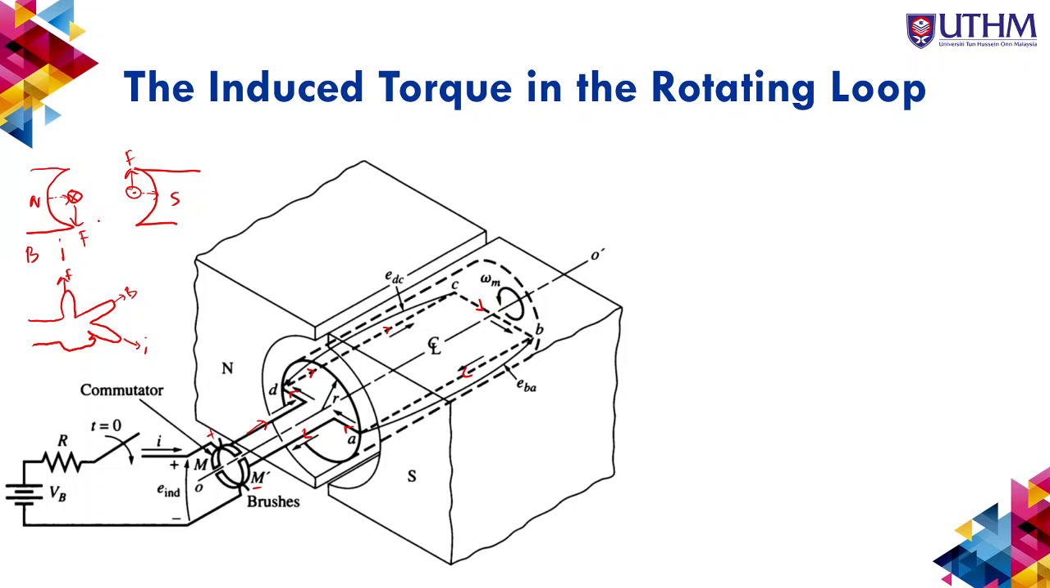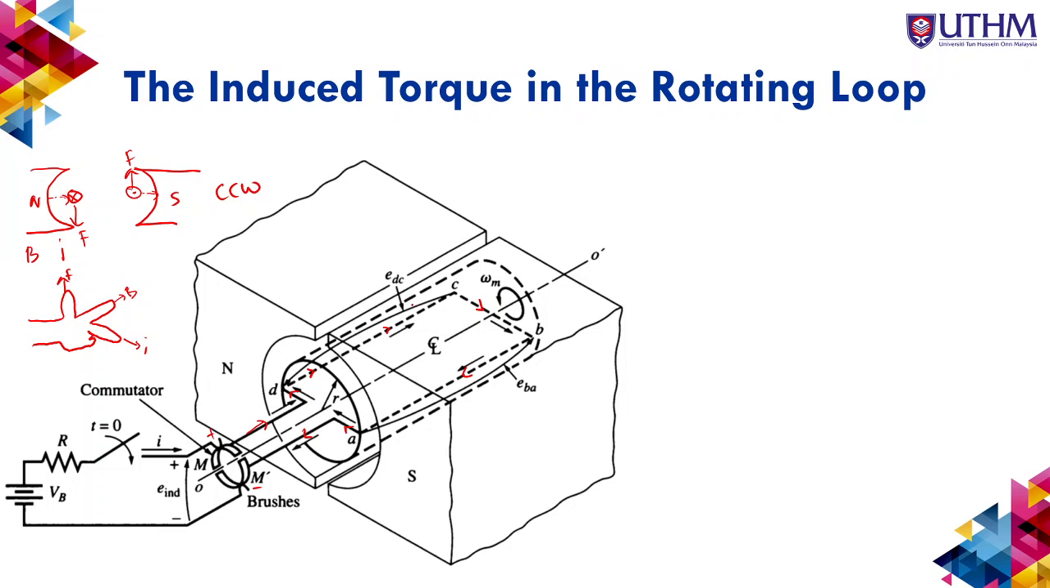Okay, so the motor will rotate counterclockwise. So how to calculate? What happens when the motor rotates? There are 4 segments here. What is the total torque? So there are 4 segments.